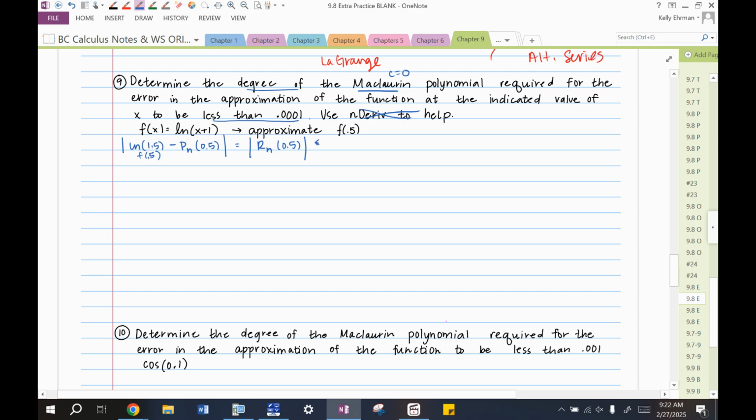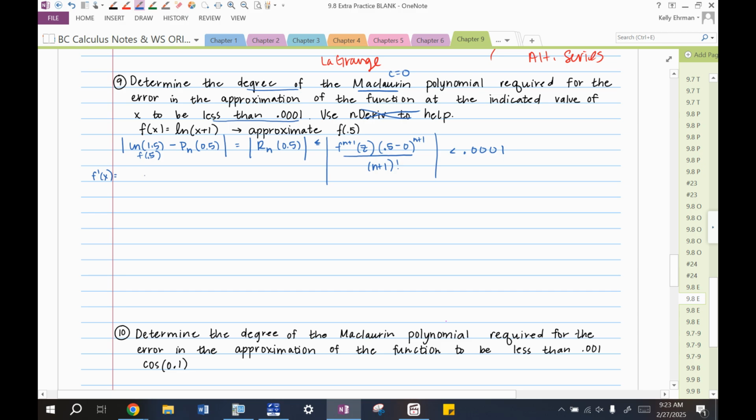So that is less than or equal to the absolute value of some n plus 1 derivative at z, we'll have to figure out what that is, times the x value that I'm approximating minus the center to the n plus 1, over n plus 1 factorial. Trying to keep this less than 0.0001. So the big job is to figure out what this n plus 1 derivative is. Now, it's not a sine or a cosine. It's not just a nice e to the x. The derivatives will be different. So I need to start taking some derivatives and figuring out what the pattern is for the derivatives.